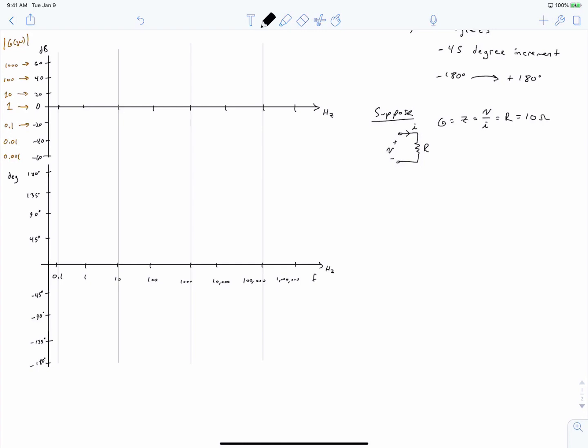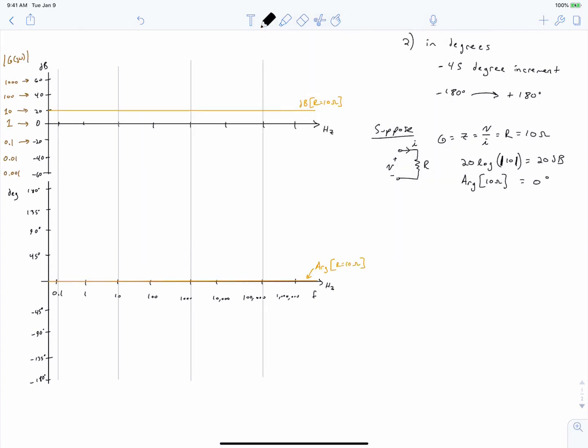How would we plot the Bode plot of this? Well, 20 times the log of the absolute value of 10 is equal to 20 decibels. So we would see that we have a constant magnitude gain at 20 decibels. And we'd have an angle which is equal to 0 degrees. So we now have a Bode plot depicting the frequency response of our very simple transfer function. And it's a pretty boring Bode plot. We've got a constant magnitude and a constant phase angle.